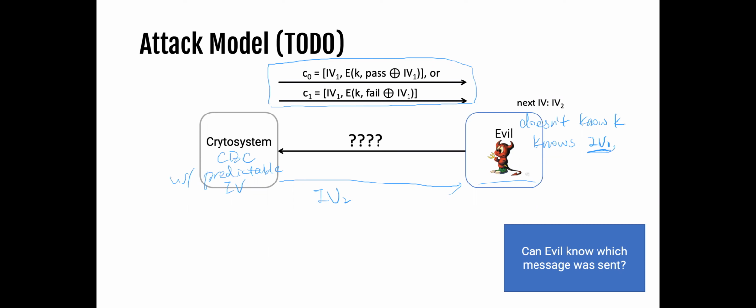And another question, if each IV is based on the previous encrypted message, couldn't we look at IV2 to find out if the previous one was pass or fail? That's exactly the question here. So can we or can we not, if we know IV2? If we can, then how?